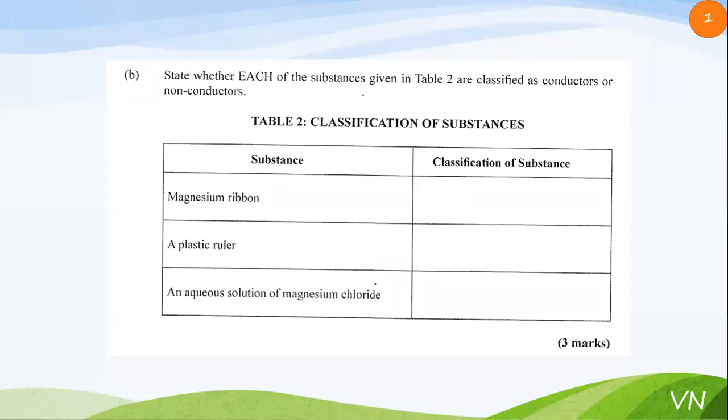Part B of the question. Now this is a very simple part. It simply asks us to state whether each of the substances given in the table are classified as conductors or non-conductors. So magnesium ribbon, we have plastic wool, and we also have an aqueous solution of magnesium chloride. So let's go to the first one, magnesium ribbon. Is that conductor or non-conductor?